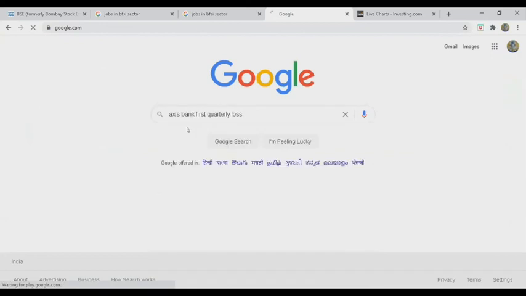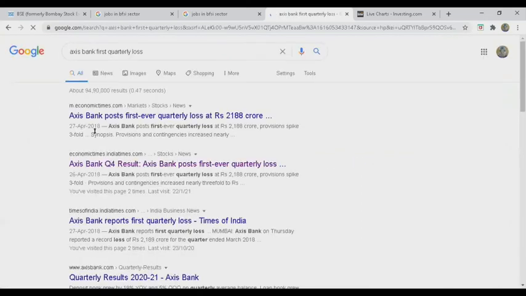This says Axis Bank posts first ever quarterly loss. So that's a negative thing, isn't it? Provisions, contingencies increase nearly threefold, and so on. I'm not even going inside this news, 26 April 2018. This definitely seems bad, definitely seems negative, and probably even depressing for those people who are holding on to this stock.